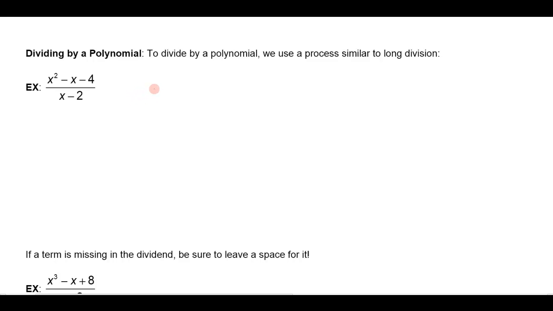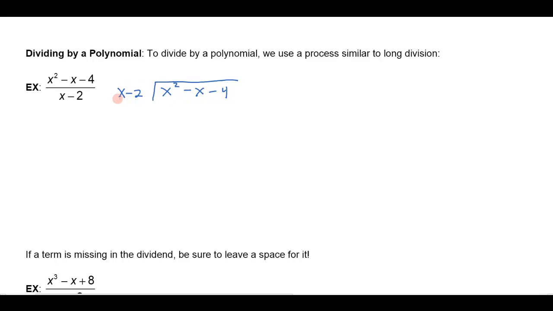So the first thing I want to do is write out my dividend here, x squared minus x minus 4. And I'll make my little division bar like this, and I want to divide it by x minus 2. As I'm doing this, I want to make sure that my terms are in descending powers, both the divisor and the dividend.